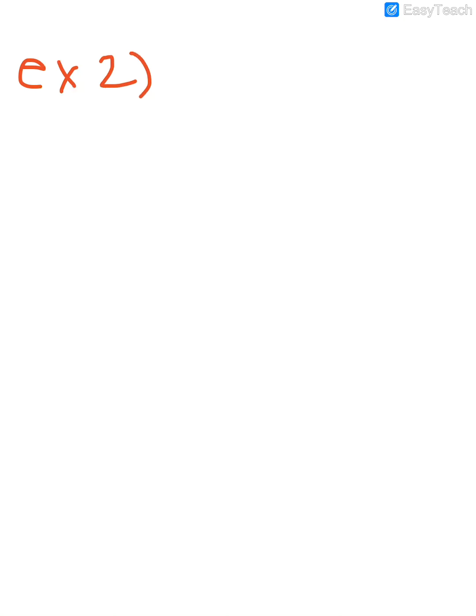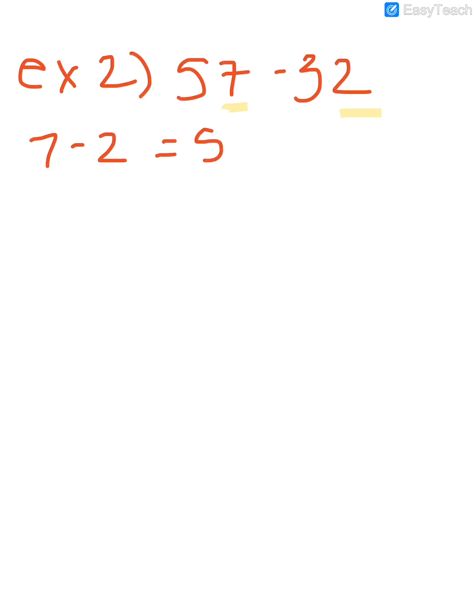This time I'm going to do 57 minus 32. Alright, so we're going to start off like we always do. Take the numbers in the ones place. 7 minus 2, we know that is 5. Then we're going to move to the numbers in the tens place. 5 minus 3, we know that's 2. And this one was a bit easier because we didn't have to carry anything. And the answer is simply 25.